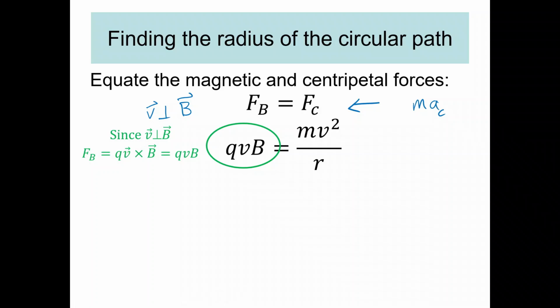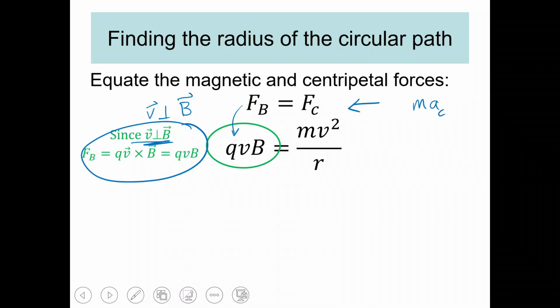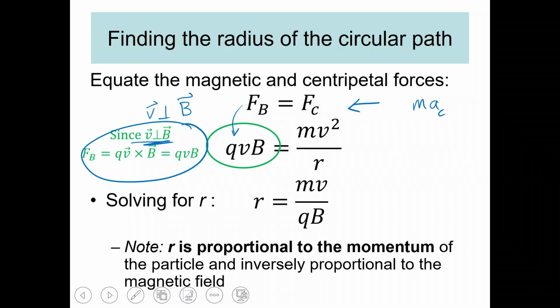So if you were going to make this simplification from qv cross B to qvB, please make sure that you state your assumptions when working problems. Please don't just write qvB. Please write the assumption that it's because those vectors are perpendicular to each other. So then if you rearrange and solve for r, you end up with one of the v's canceling out. So you end up with mv on top here, and qB with r on the bottom. So solving for r, you get mv over qB.